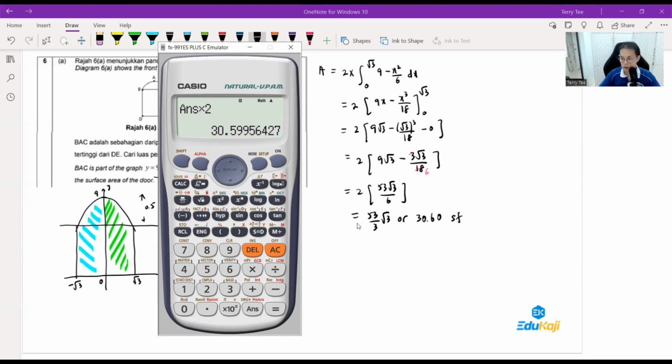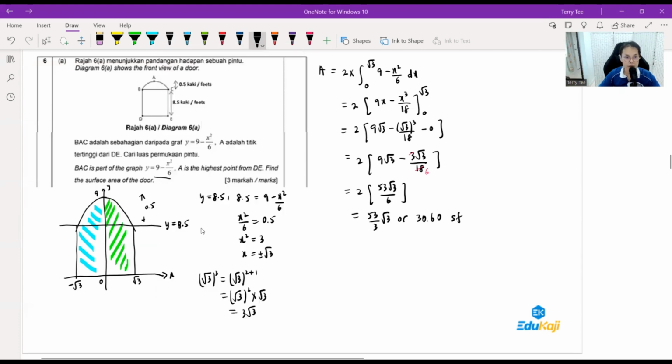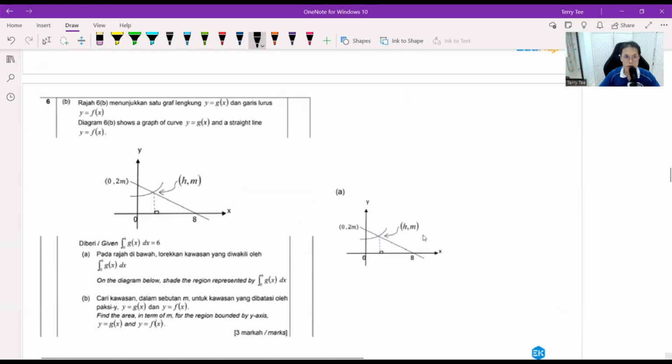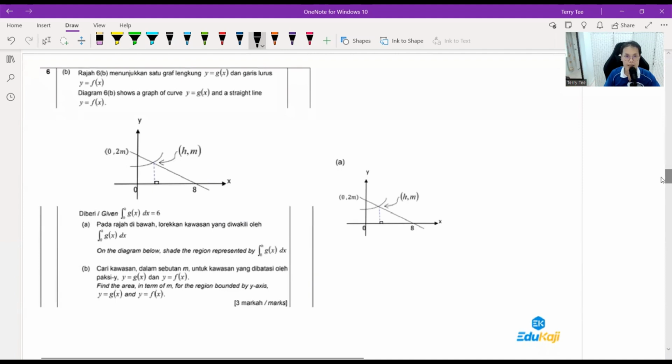Let's do the second part, which is also from the same chapter, integration. We have part of a curve y equals g(x) and a straight line y equals f(x). Now the integration of 0 to k of g(x) dx: since g(x) is a curve, y equals g(x), 0 to h means this is h here. Remember, integration from 0 to h is the area under the graph here.